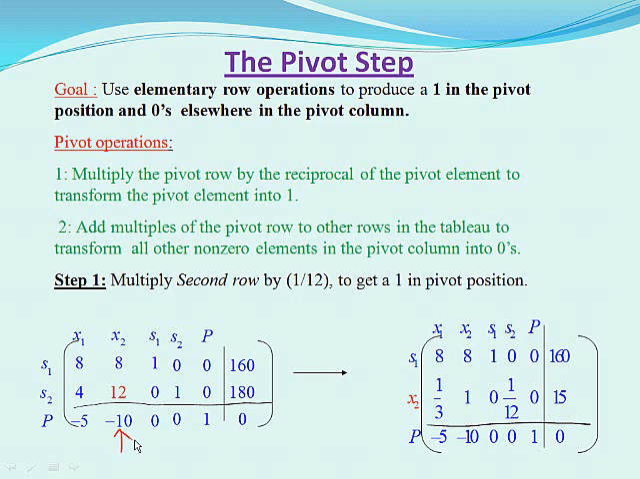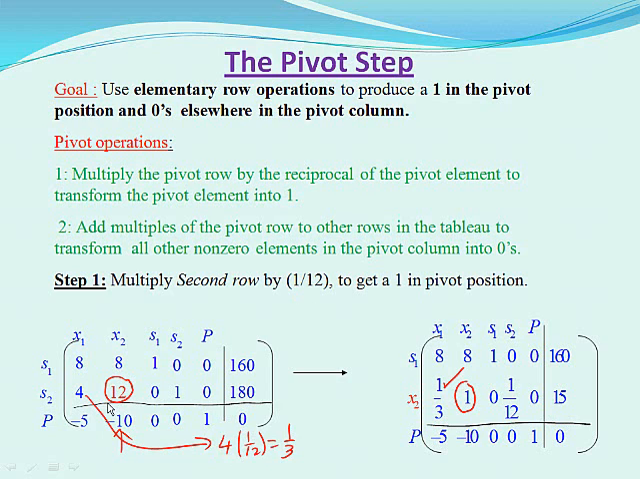Multiply the second row by 1 by 12 to get 1 in the pivot position. Notice that we have 12 here as the pivot entry. So if you multiply the second row by 1 by 12, we will get 1 as the pivot entry. So all the elements are changing like this. The first element here will change to 4 multiplied with 1 by 12, that will be equal to 1 over 3. So that is this calculation here.